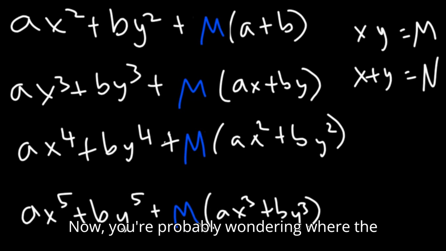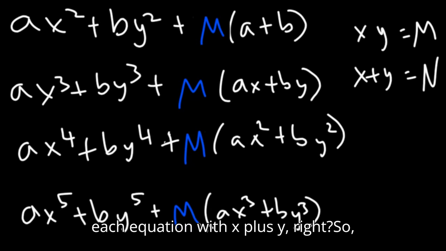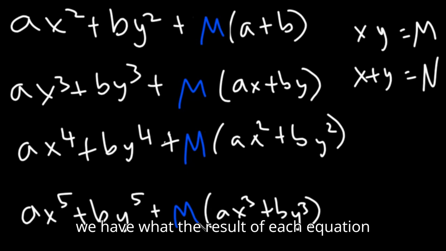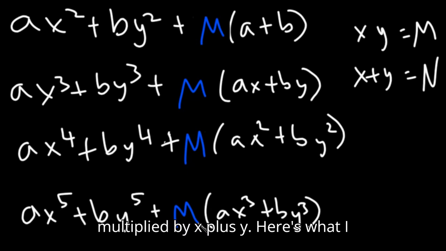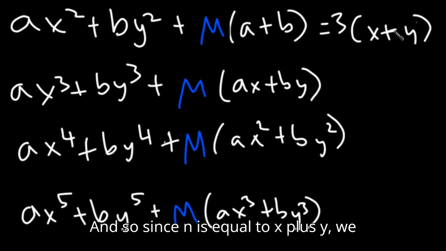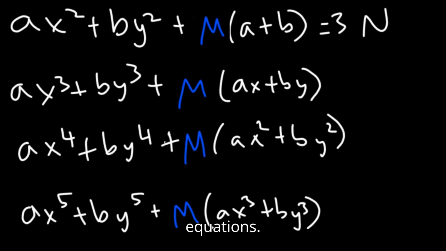Now, you're probably wondering where the n comes in, but we multiplied each equation with x plus y, right? So we have what the result of each equation is, so that's just going to be that multiplied by x plus y. Here's what I mean. And so since n is equal to x plus y, we can just put n in place of the x plus y. Similarly, we can complete the rest of the equations.